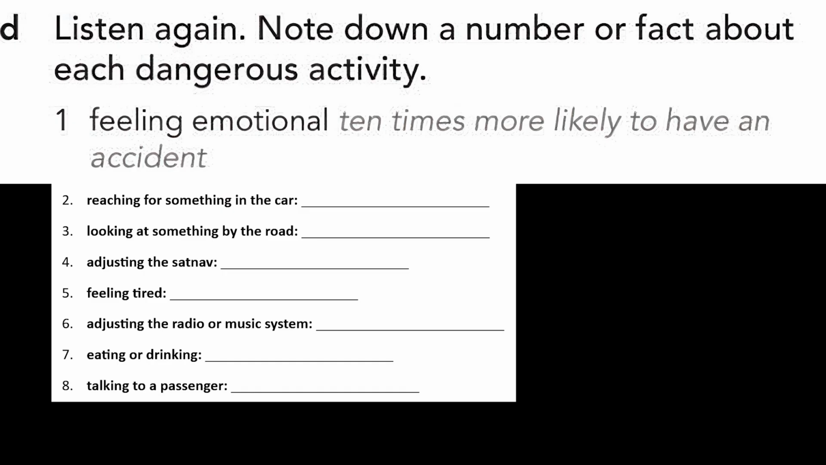And number 3? Number 3 is looking at something interesting or something that's happening by the road. A really common example of this is when people slow down to look at an accident. They don't realise that by looking at the accident and not at the road, the chance of having an accident themselves goes up over 7 times. In fact, this is a really common cause of accidents on motorways. So the message is, don't be distracted.